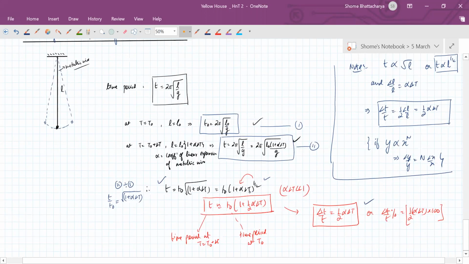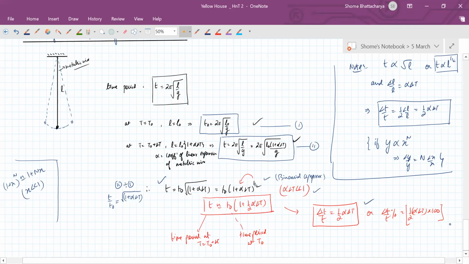Clear enough, Prince? Now we are using the binomial approximation. This step here, the power coming inside, is the binomial approximation step, where we use the relation that 1 plus x to the power n can be approximated as 1 plus nx if x is small compared to 1. So that's this step.